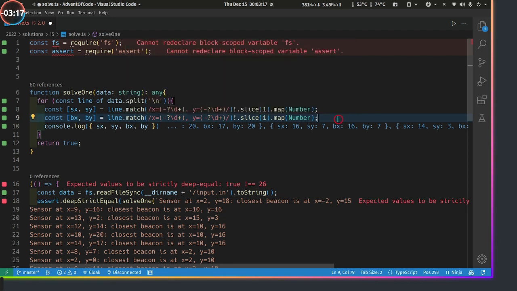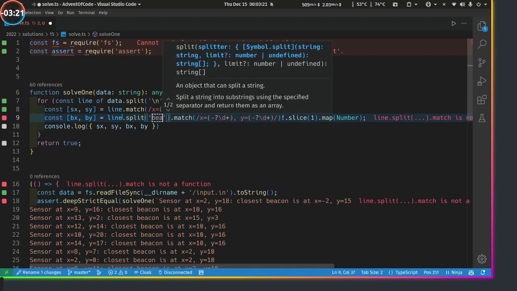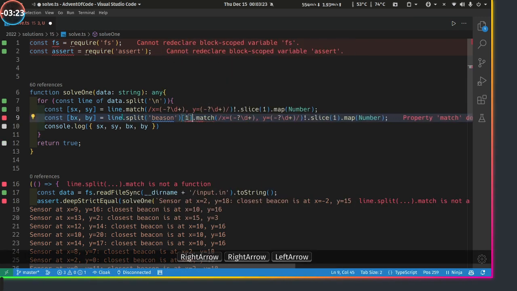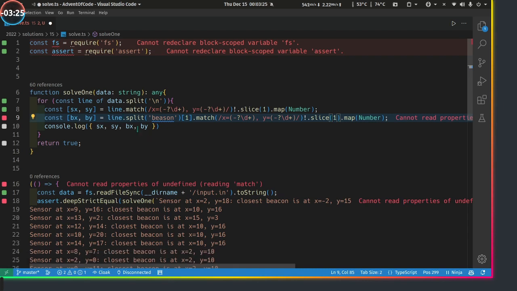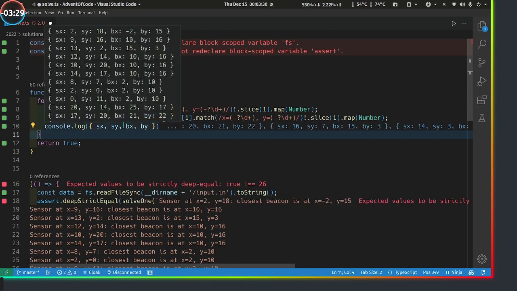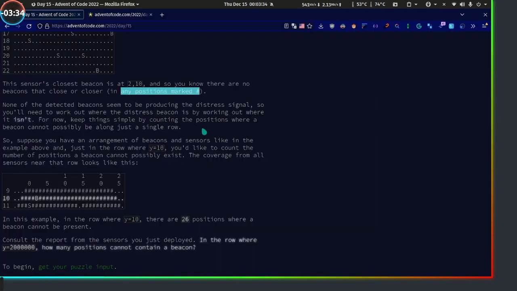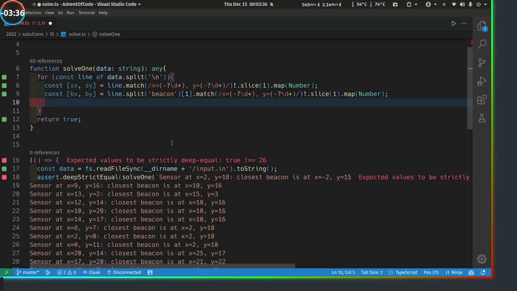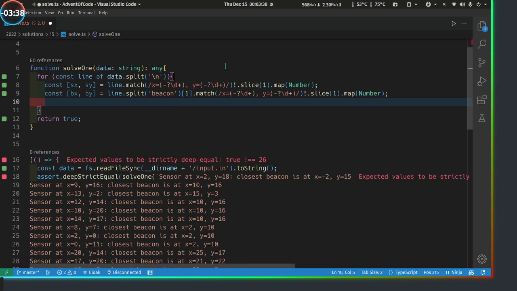Match. Okay, I can literally do a split on this line. Split, beacon 1, then match, slice 1. Gotta call it a beacon, not a bacon. We're not looking for bacon. Negative 2, negative 15. Great, we have all of these. So we know that for all distances out from that position, we are clear.